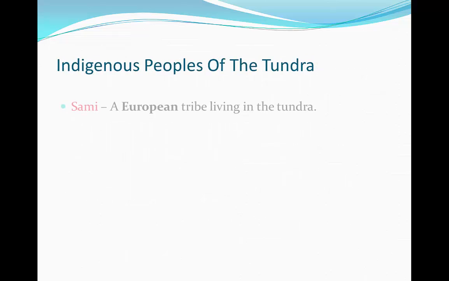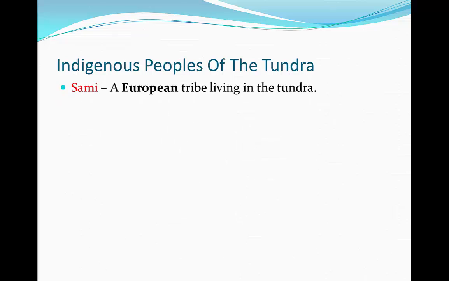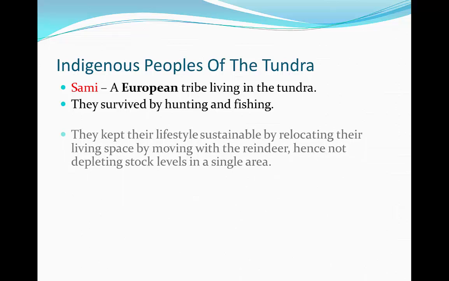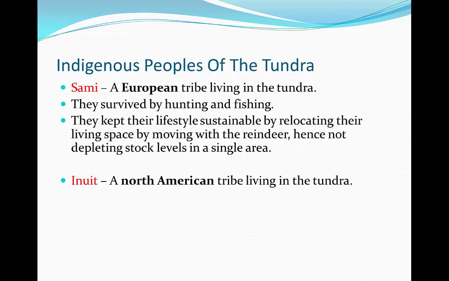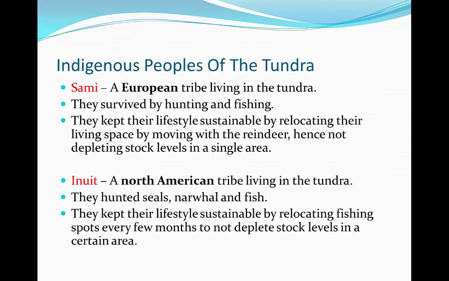The indigenous people of the tundra. The Sami were a people that were really affected by the exploitation of the tundra. They lived in Europe and they were a tribe which lived there. They survived by hunting and fishing, and they kept their lifestyle sustainable by relocating their living space by moving with the reindeer, so they didn't deplete stock levels in a single area. The Inuit were also people that were harmed by the exploitation of tundras. However, they lived in the periglacial areas in Northern America. They hunted seals, narwhal and fish in order to stay alive, and they kept it sustainable by relocating their fishing spots every few months so the fish levels weren't depleted in a single time.